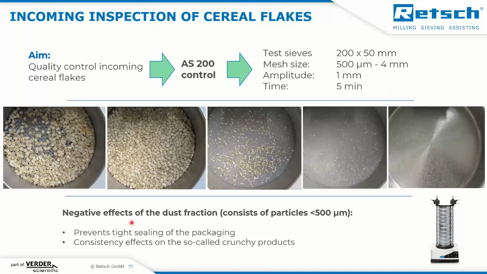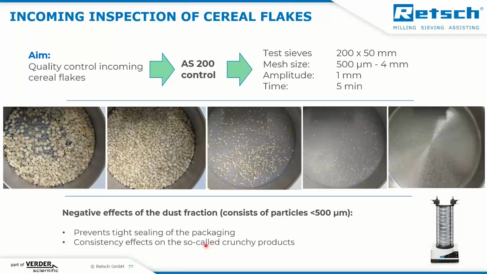Three examples are left for sieving. Here the customer asks us, hey, we have to do incoming inspection of cereal flakes to determine the quality. And for us, it's very important to see how many powdered particles are in that material, in the raw material, because the powder disturbs tight sealing on the packaging and also has negative effects in some crunchy products. So we have to avoid that.